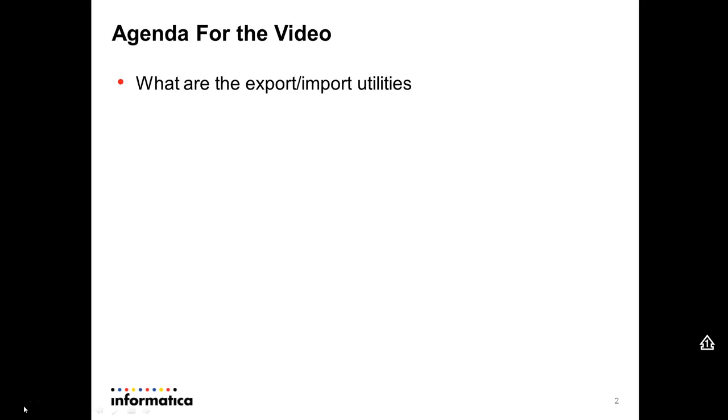Okay, the agenda for the video is first, what are the export-import utilities for DataExchange? They are these three ones here: import-export, export-all, and import-all. With import-export, you can export and import the full objects or just a few objects, like let's say a profile or something else. With export-all, you can export everything, and with import-all, you can import what you have exported.